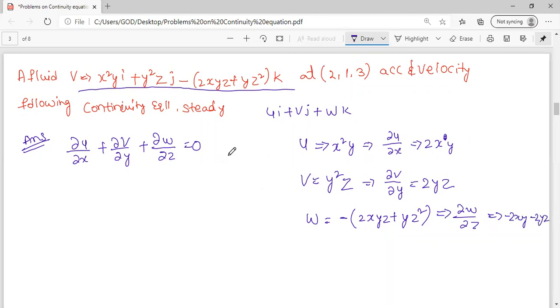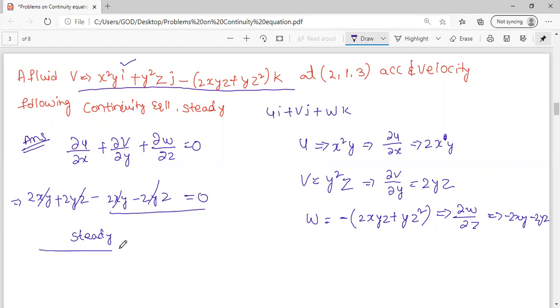Now substitute these three terms in the equation, that is 2xy plus 2yz minus of 2xy. If I remove the bracket, then the minus sign will go out, minus 2yz. If you observe, 2yz and 2yz, 2xy and 2xy cancel, so the equation is 0. That means whatever flow condition is given to you, it is a steady flow and a possible flow, and it follows the continuity equation.